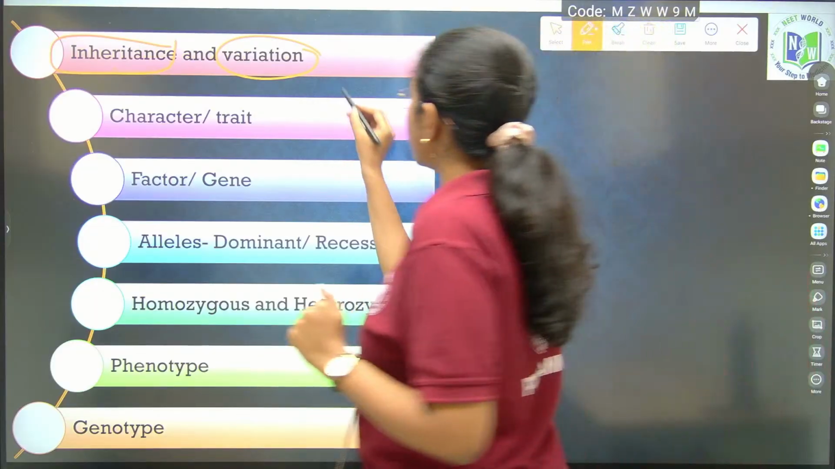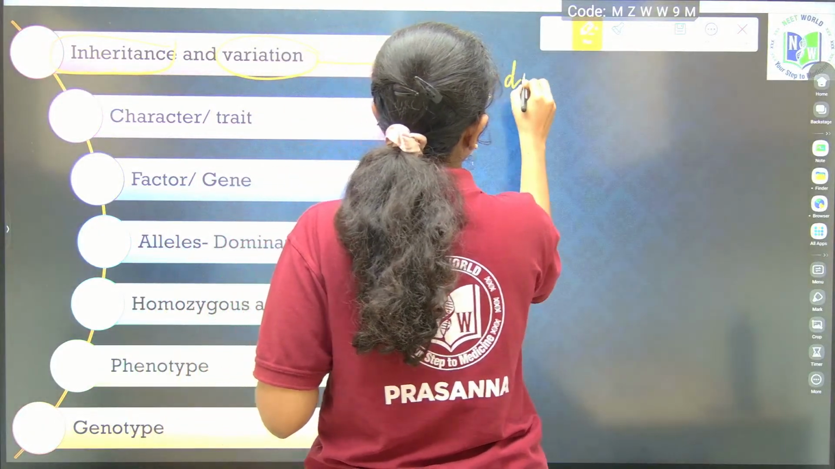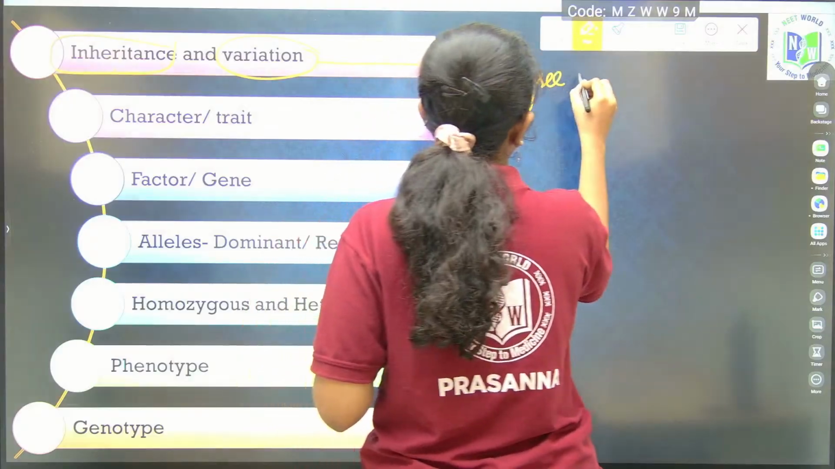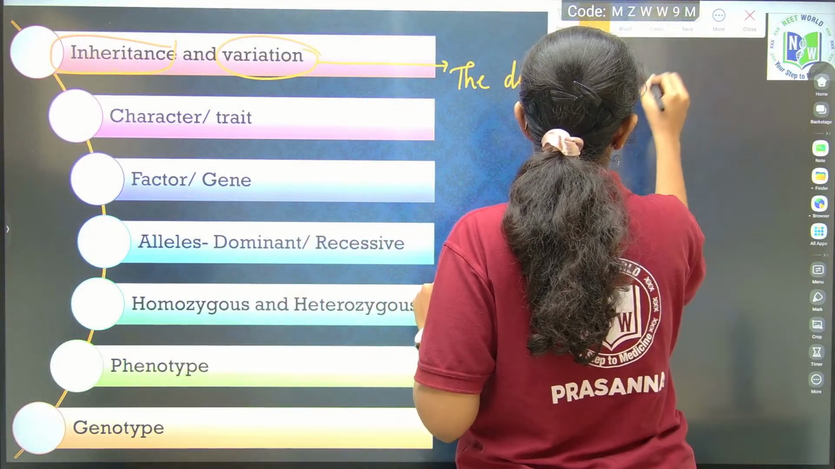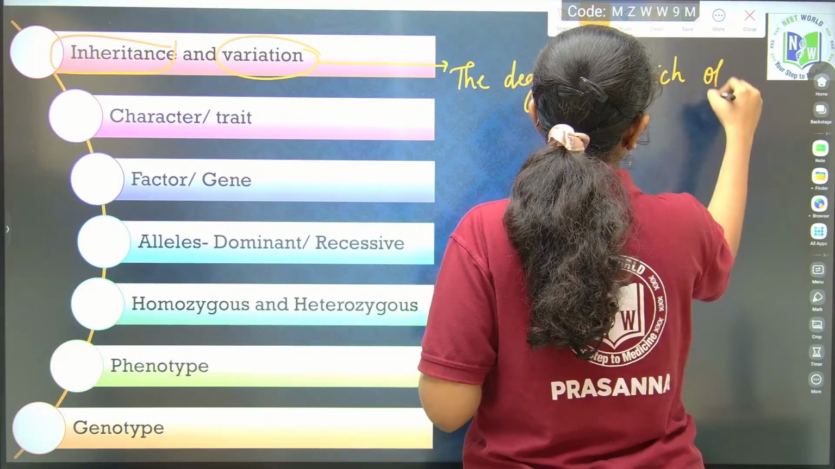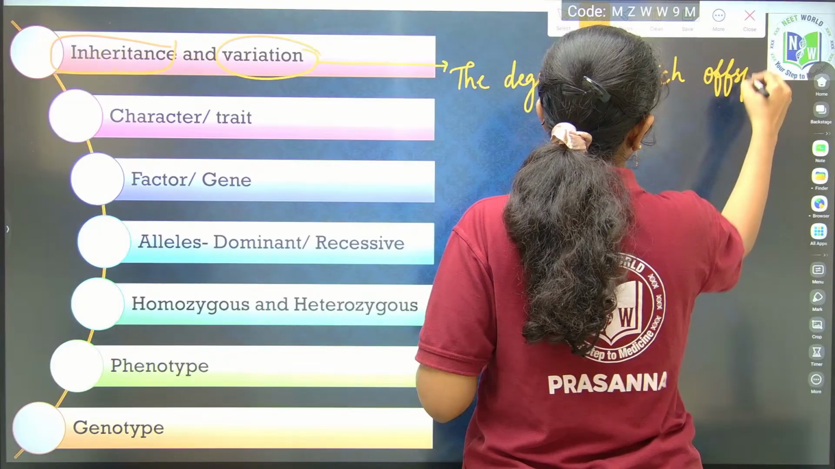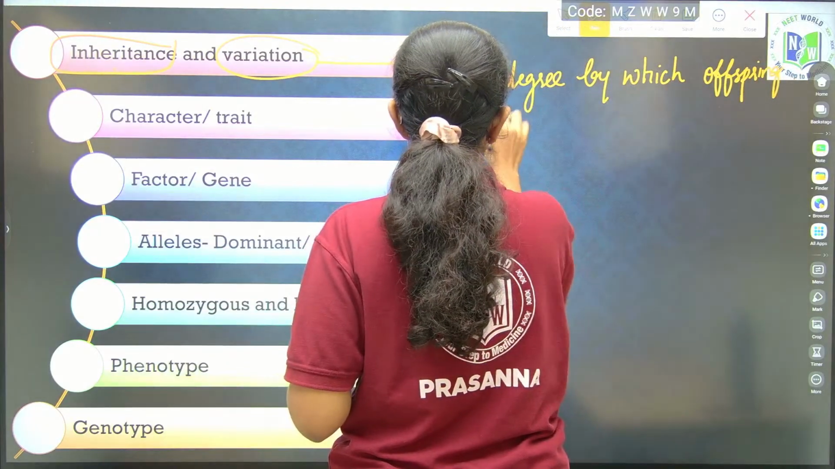What is variation? The degree by which offspring differs from parents.